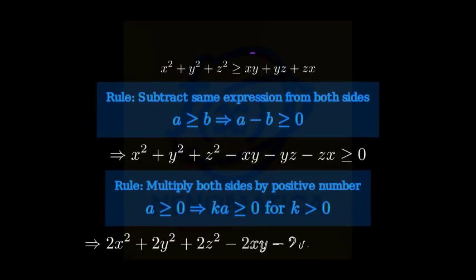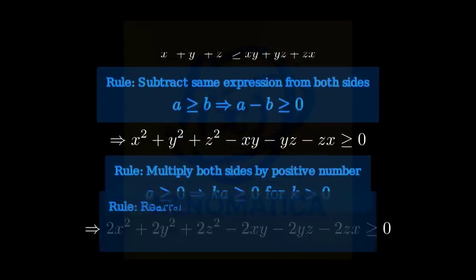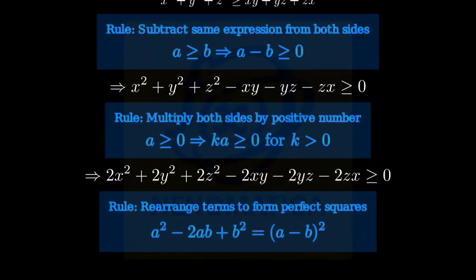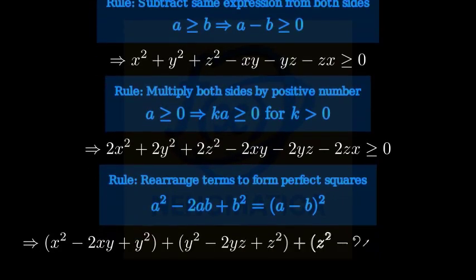This gives us 2x squared plus 2y squared plus 2z squared minus 2xy minus 2yz minus 2zx is greater than or equal to 0. Now for the key step. We'll rearrange the terms to form perfect squares. This gives us the sum of three terms: x squared minus 2xy plus y squared, y squared minus 2yz plus z squared, and z squared minus 2zx plus x squared, all greater than or equal to 0.